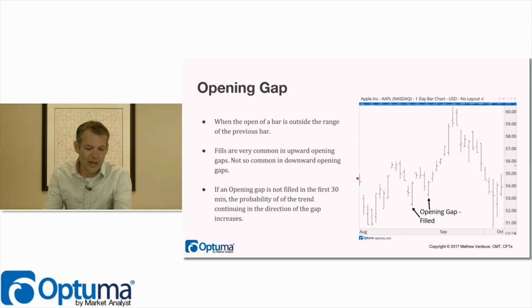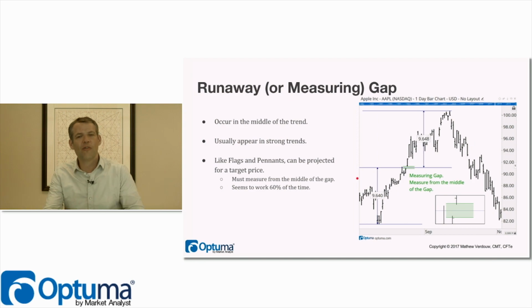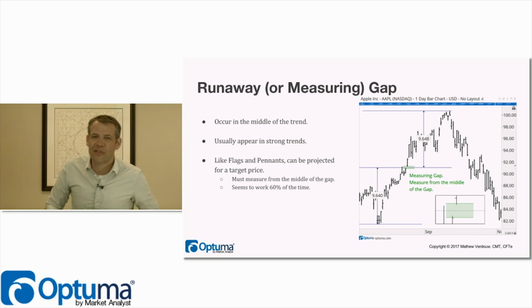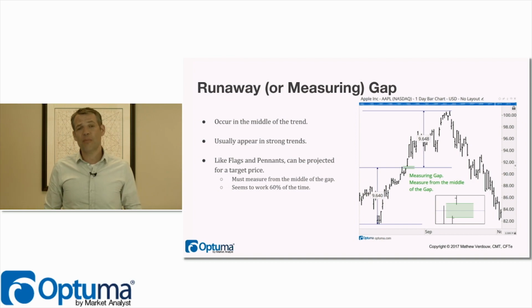All right, so runaway gaps is the next one we have here. Now these often happen in the middle of the trend, and usually in a strong trend. So the trend's been established, then some piece of news or some large fund has decided to jump on board as well, and they're pushing the price up and we get this gap overnight. Very similar to flags and pennants, we talked about those last time, where we can use them as a measuring guide.